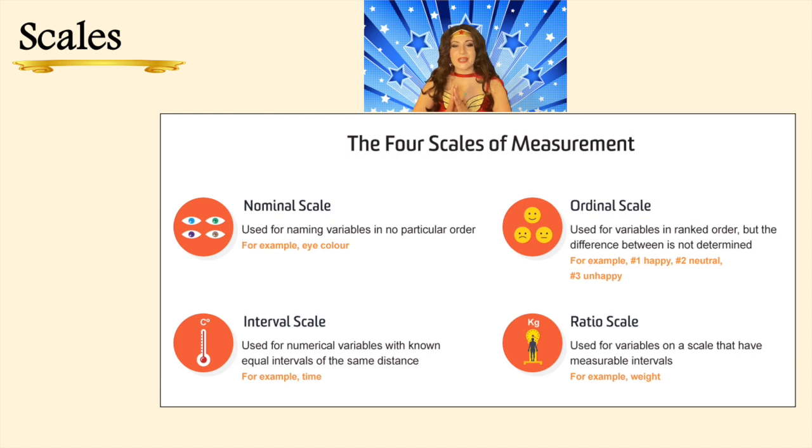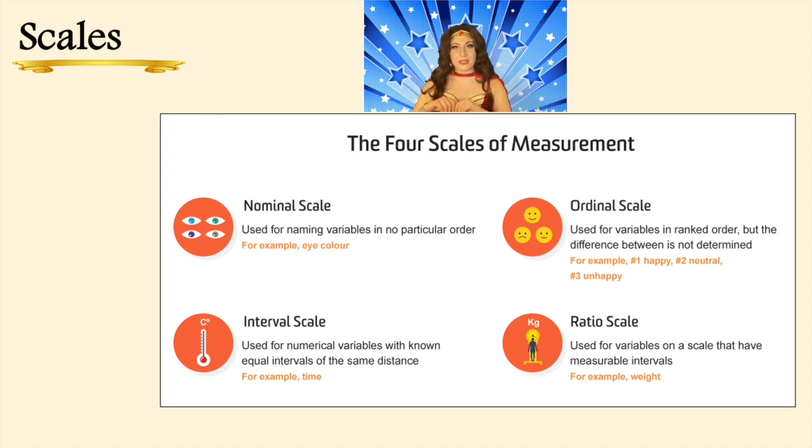The first one is the nominal scale. So the nominal scale is used for naming variables in no particular order. So these are known as categories, right, in which you have things like eye color or hair color or height or type of pet, right? So green, blue, hazel, gray, right? Those words are nominal. They are categories. And the order, like blue is not better than gray, brown is not better than hazel, and so forth.